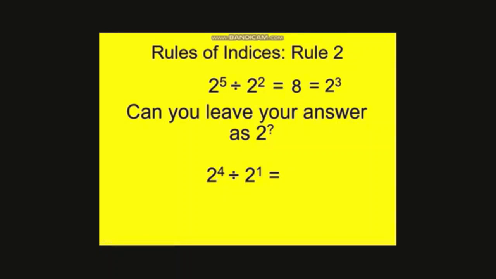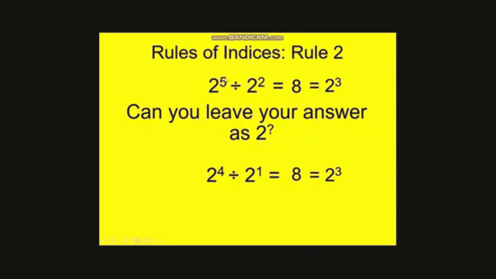Okay, if you've pressed play again, 2 to the 4 is 16, divided by 2 to the 1, which is 2. 16 divided by 2 is 8. And again, 8 is 2 to the power of 3. So again, I've come out with exactly the same answer, but a different calculation.